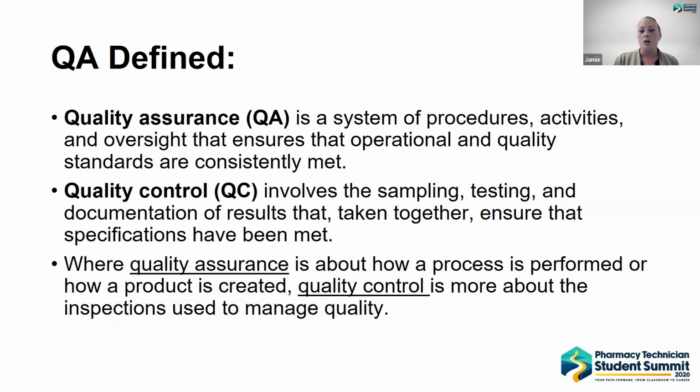So where quality assurance is about how a process is performed or how possibly it is created, quality control is going to be more about how we manage it and how we prove it. Okay?